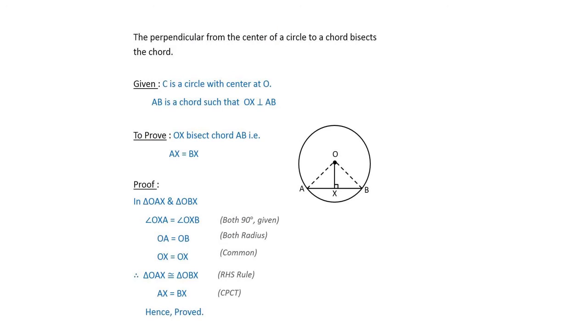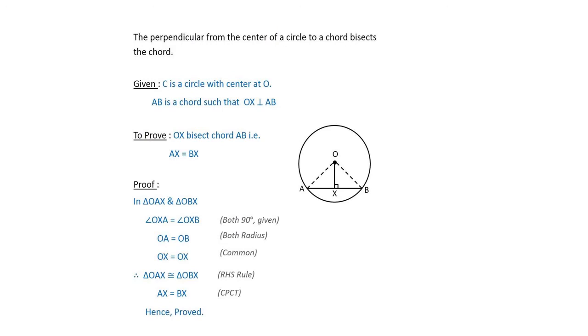So how are we going to prove this? We are going to apply this general statement to our figure. Always the first half of your statement is your given, and the later part is to prove. So what is given? That there is a perpendicular from the center of the circle. From where? From the center of the circle, and to where? To the chord. So this is what is given to you.